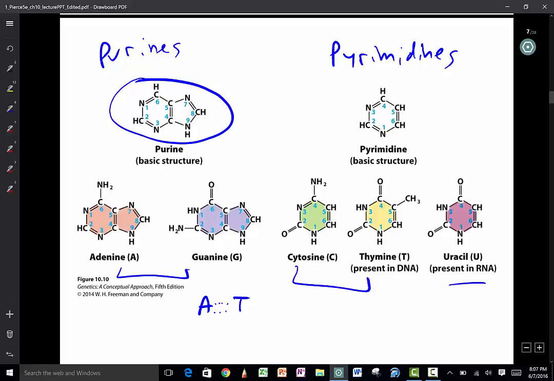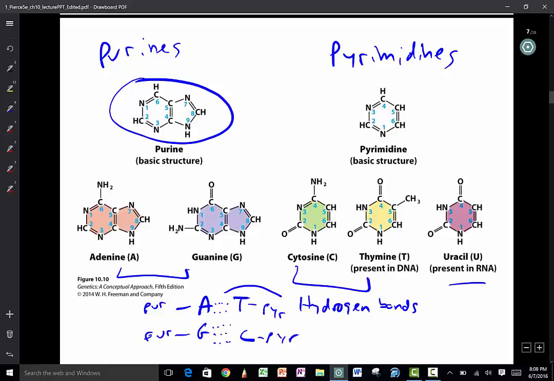What we also know is that in DNA, we have base pairs. And A and T pair together, and G and C pair together. These dots are hydrogen bonds, and they hold the two strands of DNA together. And notice that this is a purine, and this is a purine, and this is a pyrimidine, and this is a pyrimidine. So a purine and a pyrimidine always go together.